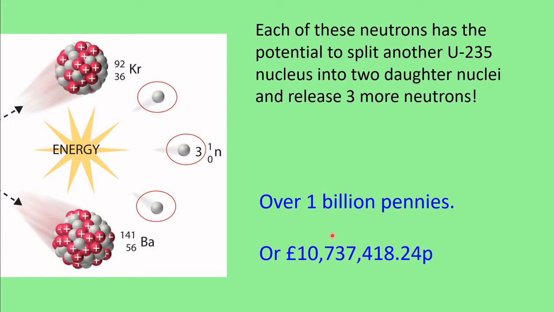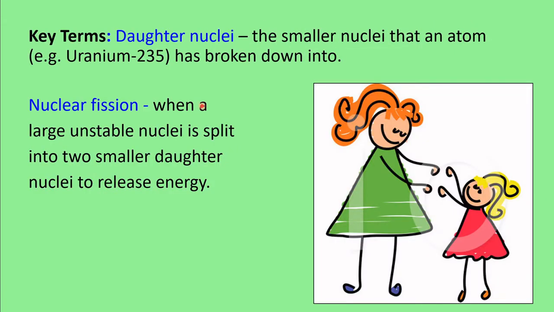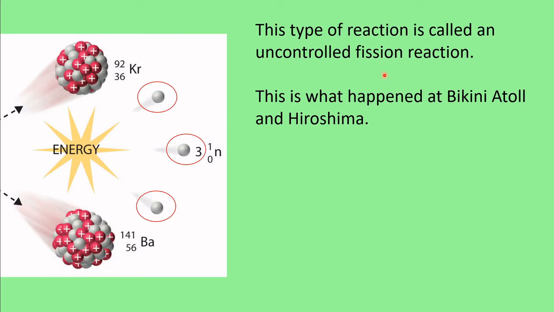You will actually have well over 1 billion pennies, or about 10 million pounds. So as you can see, this reaction is going to get out of control very, very quickly. When you have 1 neutron becoming 3 neutrons, becoming 9, becoming 27, very quickly this is going to get out of hand. And this is what we call a chain reaction, and more specifically, an uncontrolled fission reaction. So it's uncontrolled because those neutrons are just going to keep multiplying by 3 every cycle.